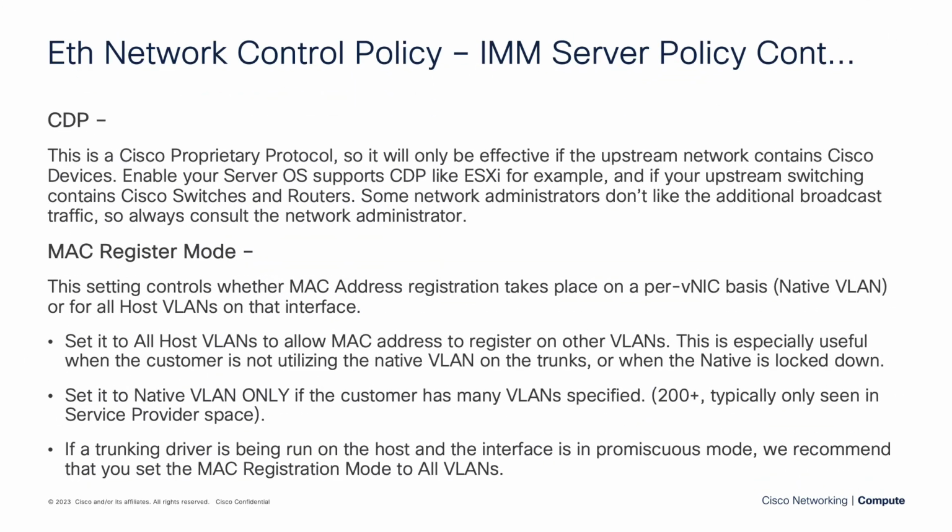When you create this policy, the first setting you'll be presented with is the Cisco Discovery Protocol, and it's turned off by default. You can enable it, but it only really makes sense to do so if you have Cisco switching upstream from your fabric interconnects. It is a proprietary protocol. The next setting you get to is MAC register mode, and that's whether you want to register the MAC address only on the native VLAN itself, the single native VLAN that gets uplinked, or the alternative, all host VLANs.